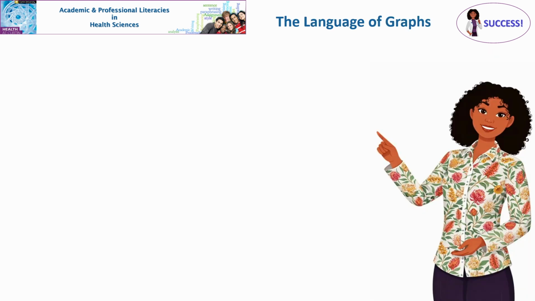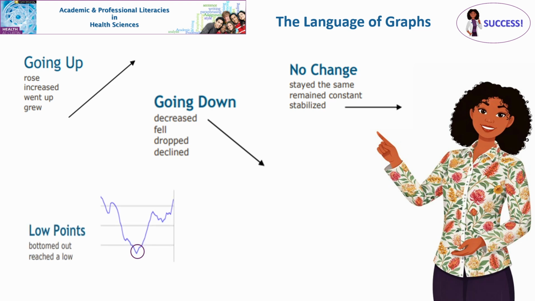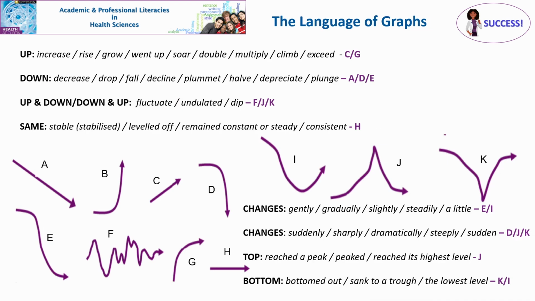And here we have language of graphs and statistics. So how do we describe? Obviously going up: rose, increased, went up. Going down: decreased, fell, dropped, declined. No change: stayed the same, remained constant, stabilized. We have low points, bottoming out or reached a low, and a fluctuation.